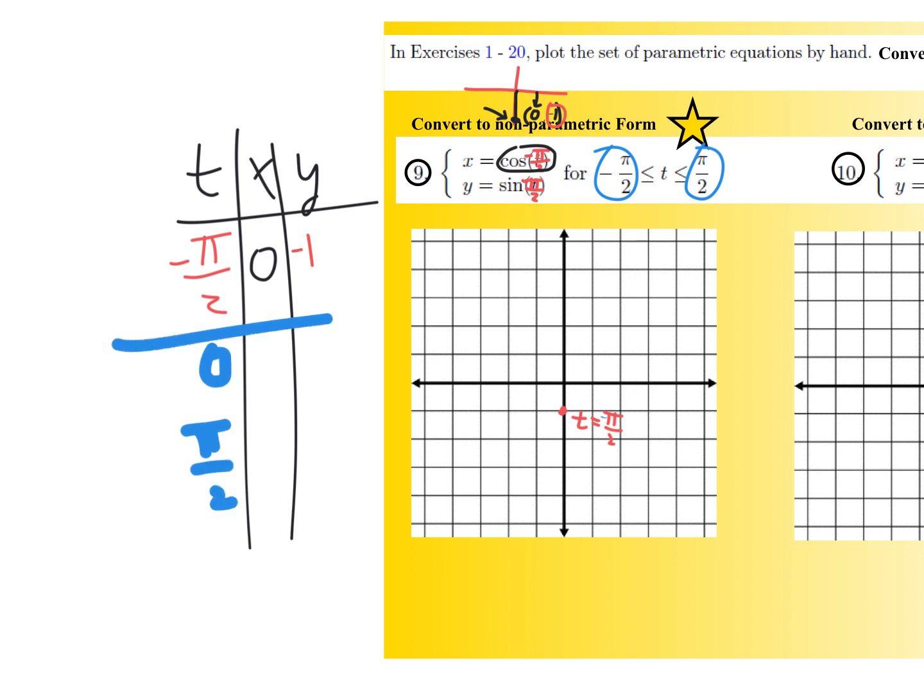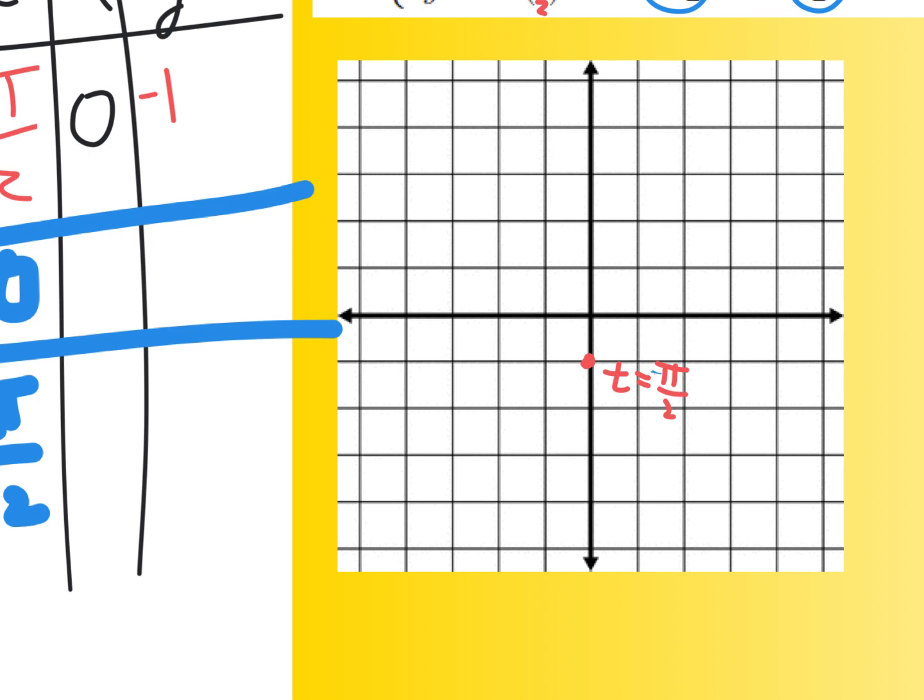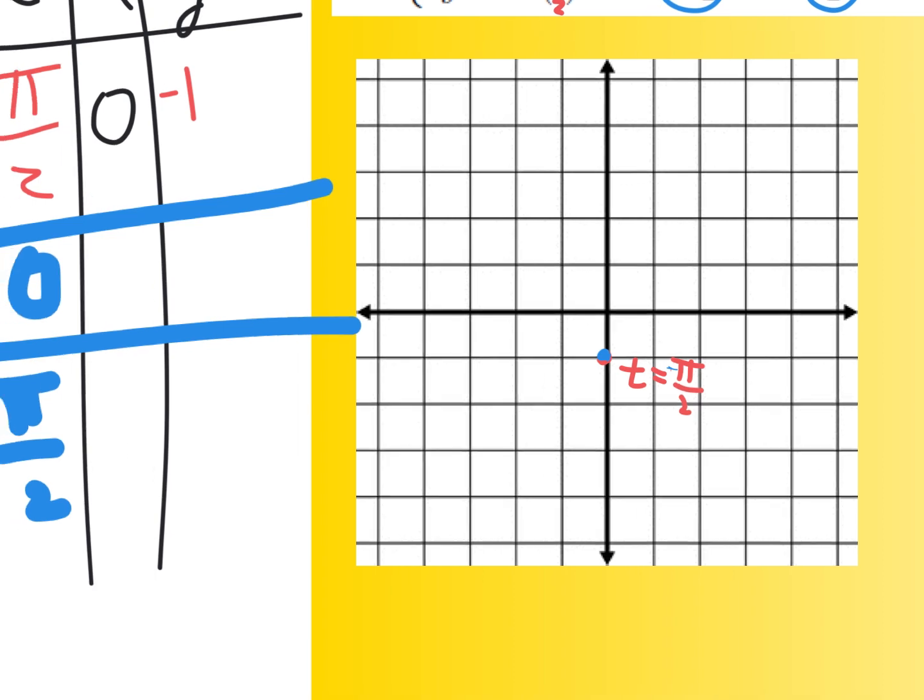And if you get these 3 points on your chart, you'll have enough of a curve that you'll be able to know, oh, it starts here. And then you get your 2 more points and you know that it's going in that direction, but it stops. It stops wherever this is.